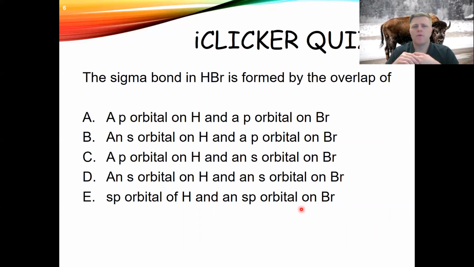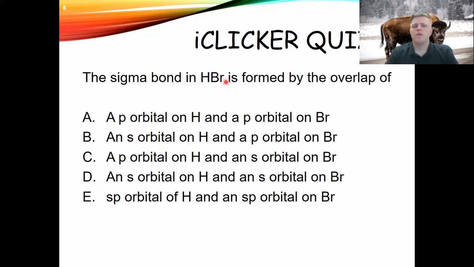But for this problem, we need to figure out which orbitals are being occupied in each atom. So hydrogen, of course, is going to have its valence electrons in the 1s orbital. So it's going to be an s orbital on hydrogen. So our answer is going to be either B or D.